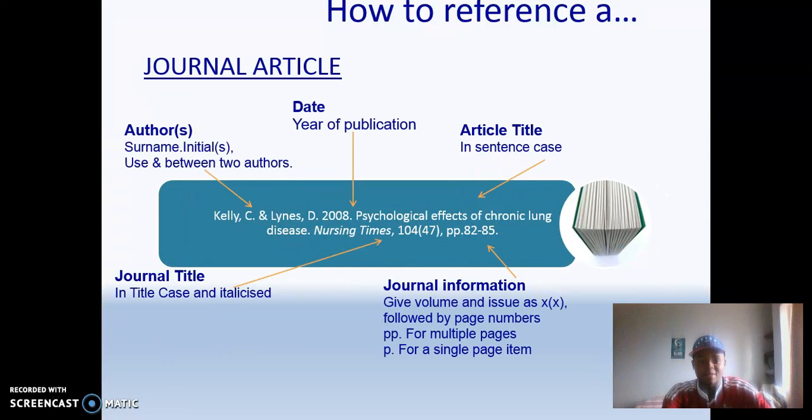How to reference a journal article. A journal article also may have two authors, so you start with the author's surname and initials, the date of publication, and then the article title. And again, you go to the journal title and then journal information such as volume, issue, etc.